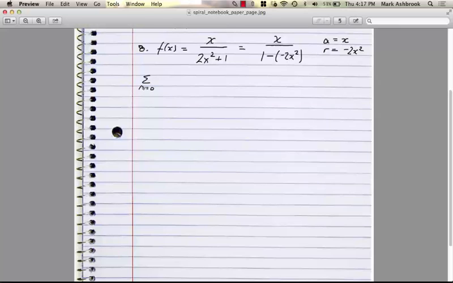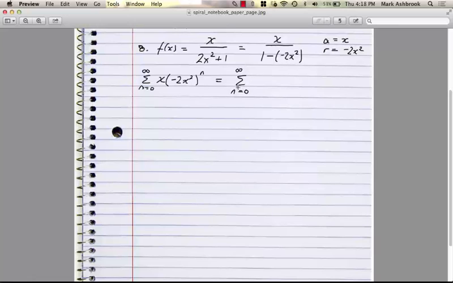Okay, so we can set up then the power series. It's going to be the sum from n equals 0 to infinity. A is x times negative 2x squared to the n. Can you pull x out of it? Yeah, so if we want, we can combine the x's.